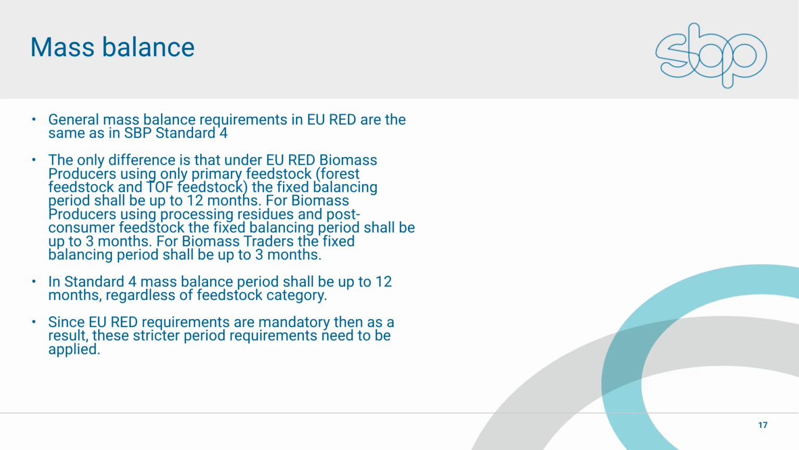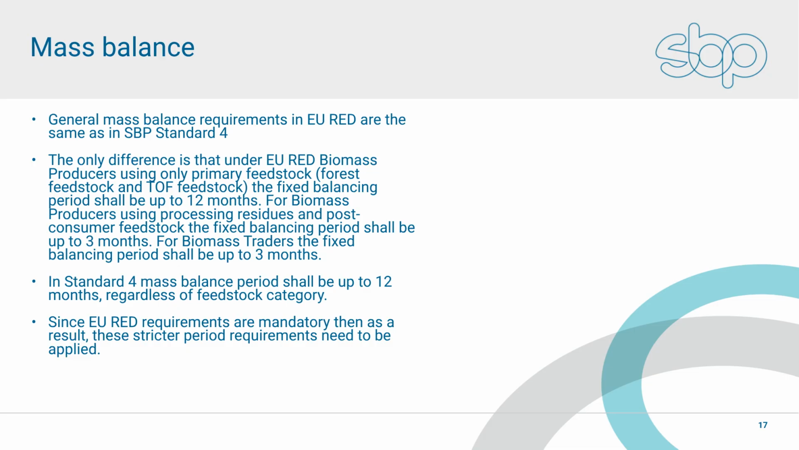Under Standard 4, the mass balance period can be up to 12 months for all feedstock categories. Under EU RED, biomass producers using only primary feedstock, that is forest feedstock and TOF feedstock, may use a fixed balancing period of up to 12 months.